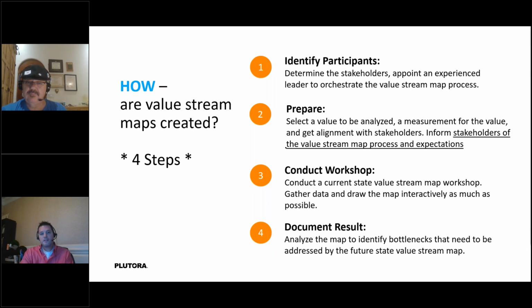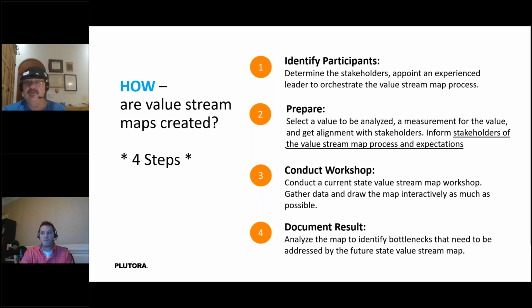You bet. Hey, and you put in here a key piece, which is select a value to be analyzed. Can you expand on that a bit? What's that mean, and how do you get the team to understand what value is and what's being delivered? So the traditional value, if value stream maps were designed for it, would be like the product itself. Like there's some value that you're producing, something the customer wants, so that's the value. The value is the product itself, and what are the steps to get there.